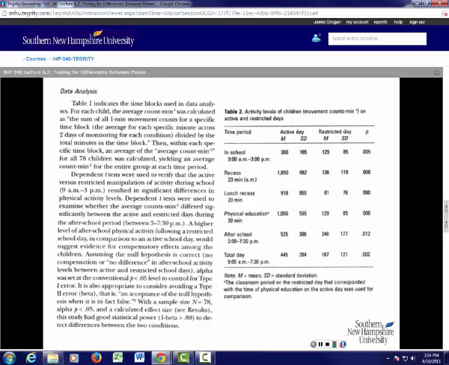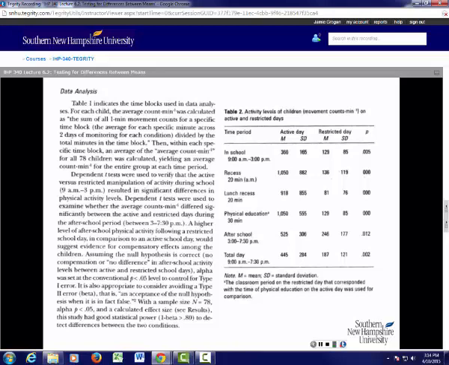That is statistically significant. What's very interesting is that on the active day, they were active at 3 points of time during the day, recess, lunch recess, and PE, and then after school they were still more active than the restricted day.